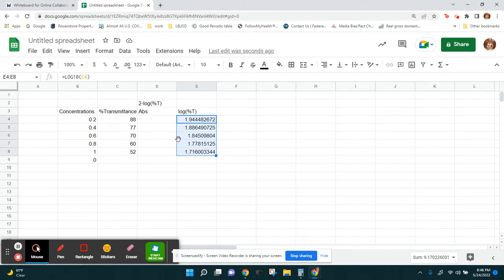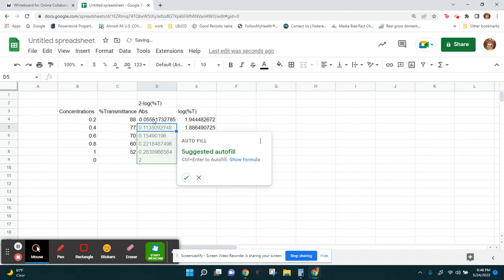Now that's not your absorbance. Your absorbance is 2 minus that, minus this number. So here in the absorbance column, now I can just go ahead and write a formula. Equals 2 minus, and then I'm going to have it subtract this cell, which is E4. So 2 minus E4, and hit enter. That's going to give me this answer.